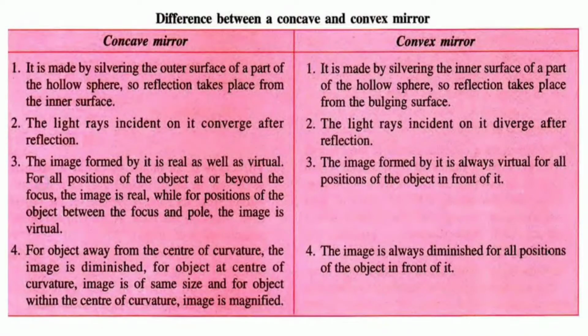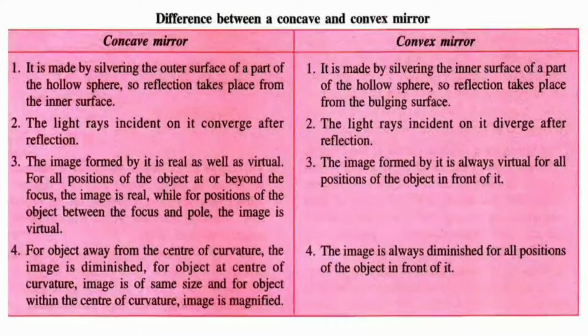Now let us see what is exactly the difference between concave mirrors and convex mirrors. In a concave mirror, the silvered part is the outer surface and in a convex mirror, the silvered part is the inner surface. In a concave mirror, the reflection takes place from the inner surface, whereas in a convex mirror, the reflection takes place from the bulging surface, that is the outside part.